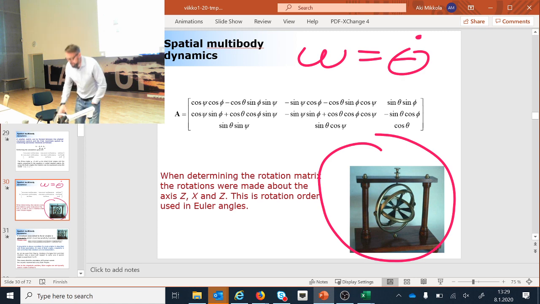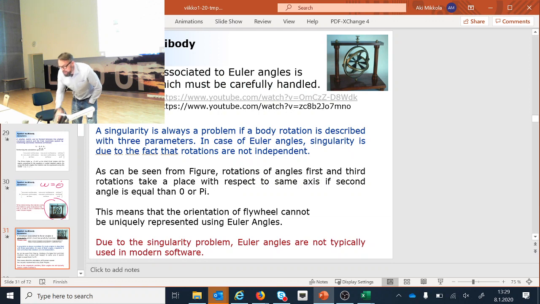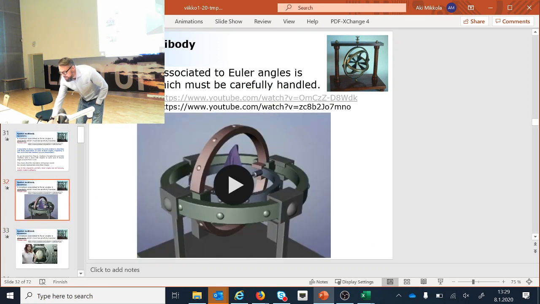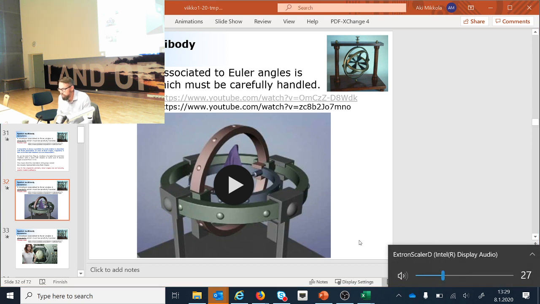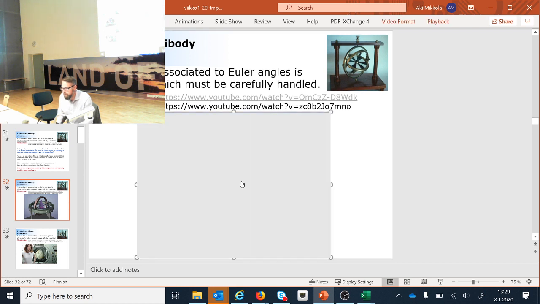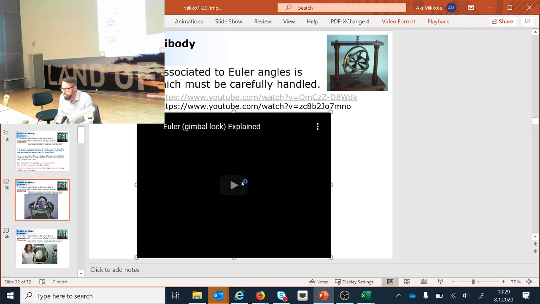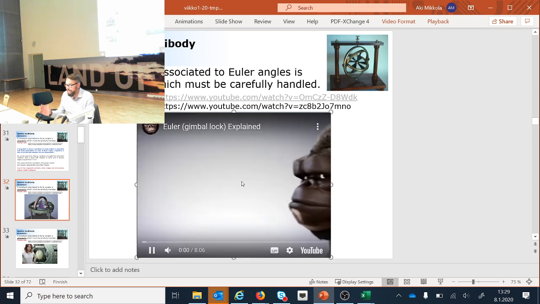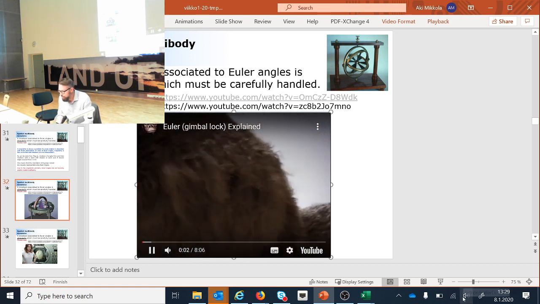Okay, but before that, let's look at something else. All right, so here are a few animations that tell what is a gimbal lock. So let's hope that I'm able to run this thing. Even better, let's hope that my voice goes out. Hopefully it's not too loud. Look at that. Do you hear anything?